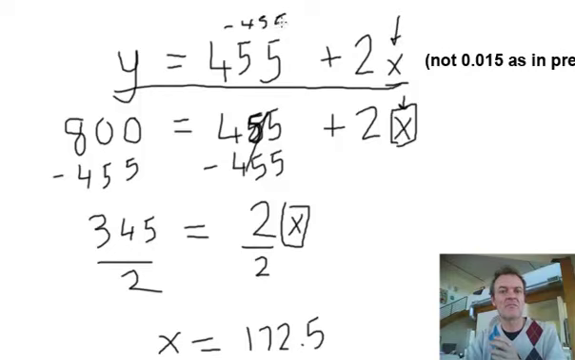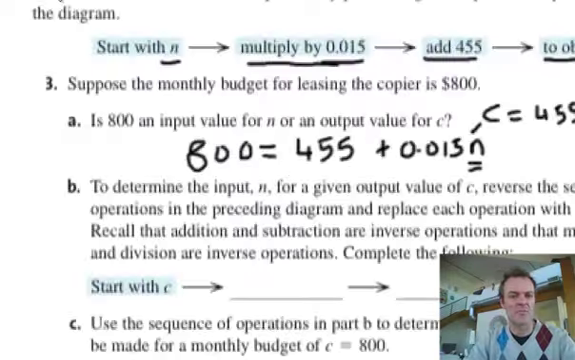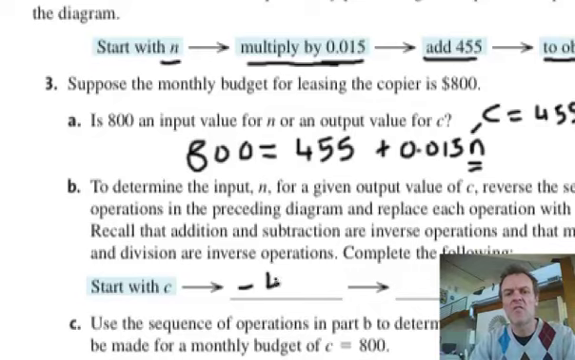Okay, let's go back here. So what we're going to do, start with C. Okay, so start with the $800. Remember, I'm going to take away the 455. What did I do next?